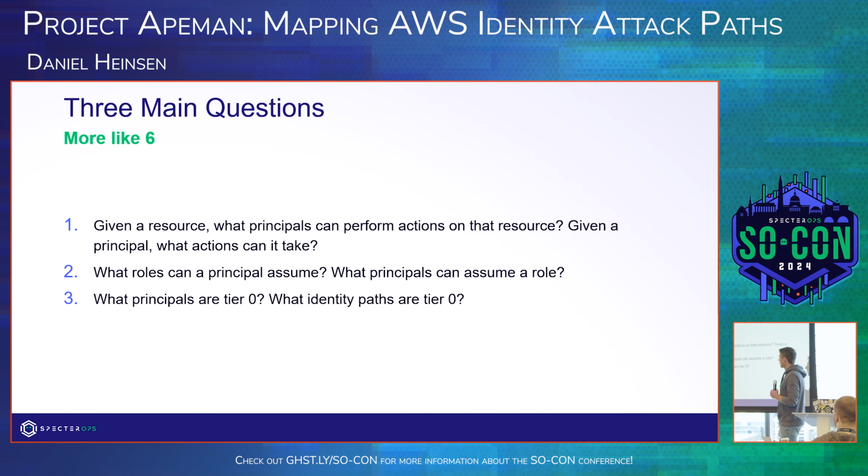And then secondly, we want to know what roles can a principal assume and what principals can assume a role. So inbound and outbound roles. So if you're familiar with Bloodhound, this would be similar to users, like your identity chaining, right? So AWS provides a transitive identity function by role assumption, and we'll take advantage of that in our attack paths. And they often do take part in our attack paths, right? We're usually chaining role assumptions from A to B to C. Lastly, the third question is, what principals are tier 0 and what identity paths are tier 0? And we'll get into how we define tier 0 in just a sec.